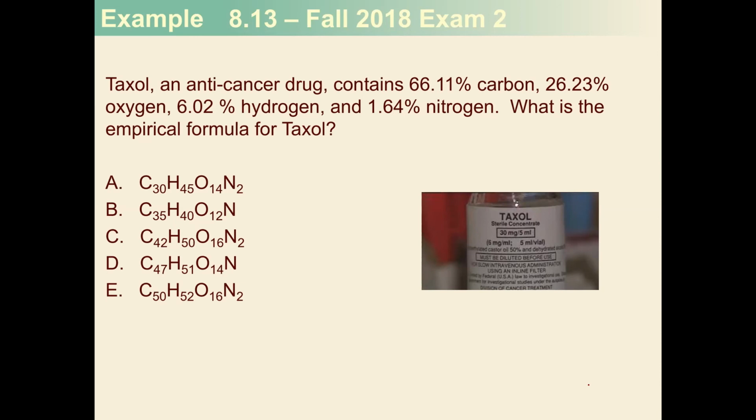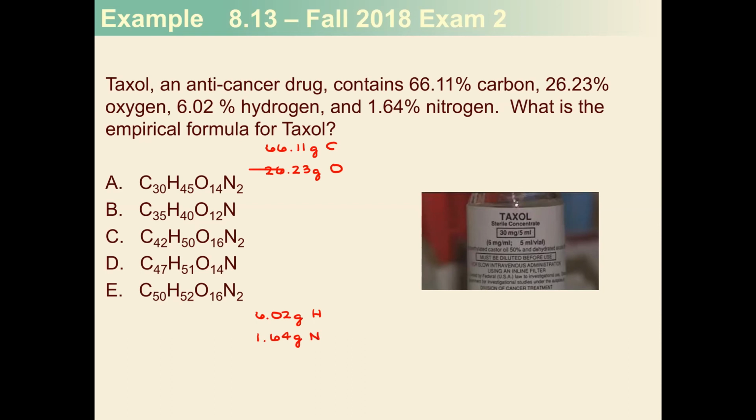So let's go ahead and already assume our 100 grams of our substance. So we can say that we have 66.11 grams of carbon. We can then also assume 26.23 grams of oxygen. We are going to then assume 6.02 grams of hydrogen. And finally, 1.64 grams of our nitrogen.